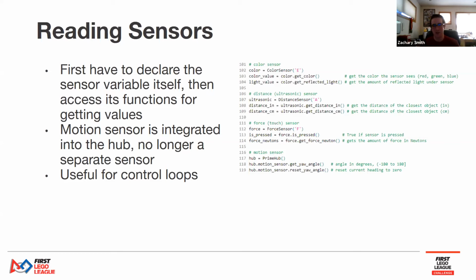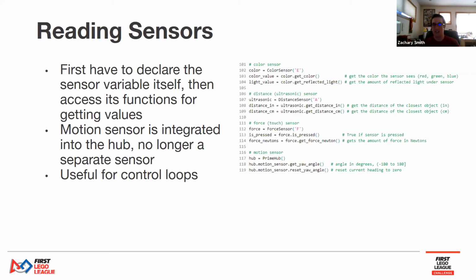The sensors are especially useful if you are doing control loops. So for example, if you are trying to follow a line, what you want to do is declare a new color sensor, get the amount of reflected light it sees, and then you can do a while the reflected light is greater than a certain amount, turn left, otherwise turn right. So on the right-hand side, you can see examples of how to declare those 4 sensors.